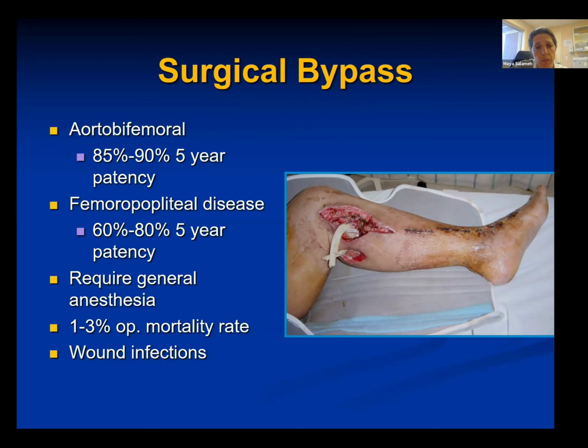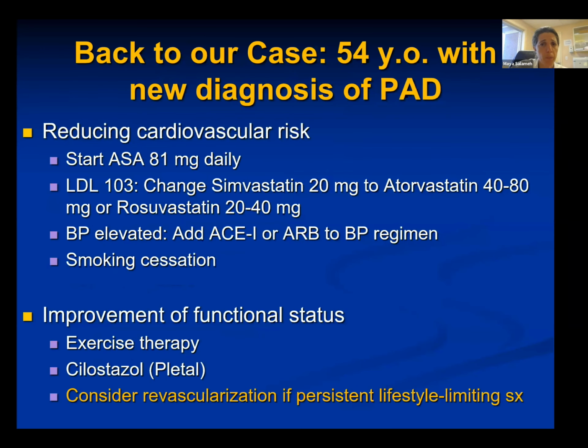So going back to our patient, the 54-year-old with PAD, I think there's a lot of things you can do to reduce his cardiovascular risk. We would start this patient on an aspirin, 81 milligrams daily. I would change his simvastatin over to either atorvastatin or rosuvastatin, higher intensity. Add an ACE or ARB to his blood pressure regimen, and obviously work on smoking cessation.